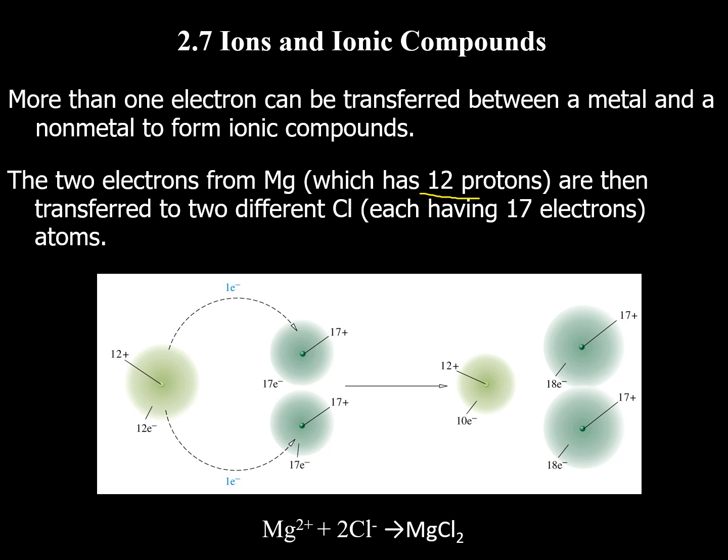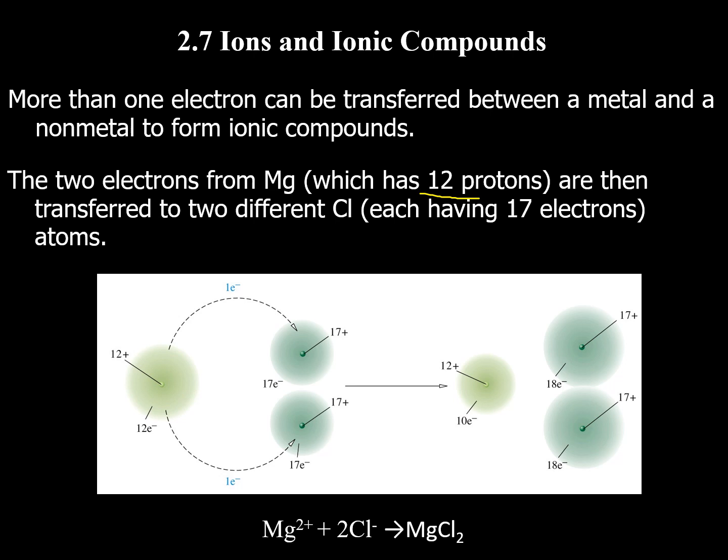2 of those electrons will go in the first level, 8 will go in the next level, and then you'll have 2 electrons sitting on the outer level. Conversely, if you remember from chlorine, chlorine has 17 protons. It has 2 in the first level, then 8, and then 7 on the outer shell.